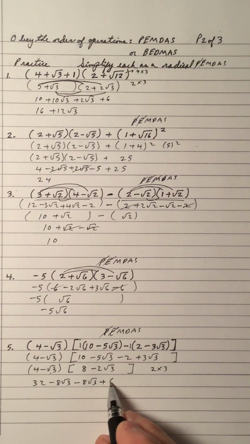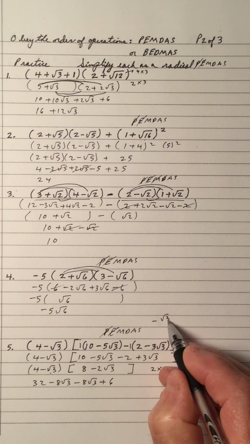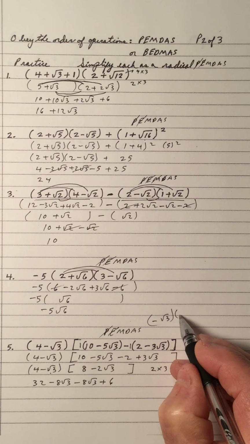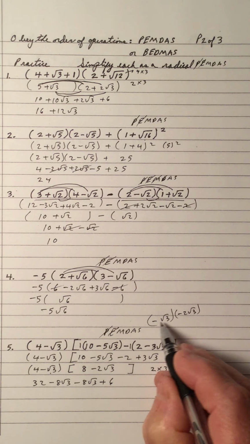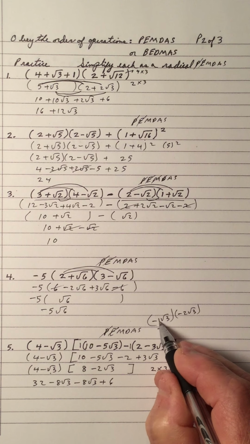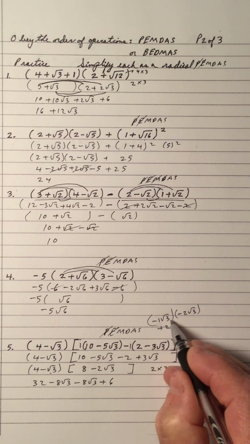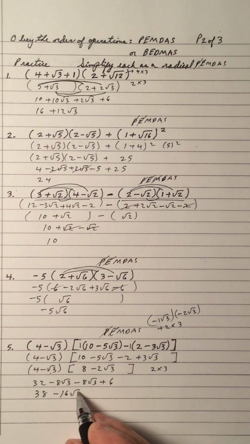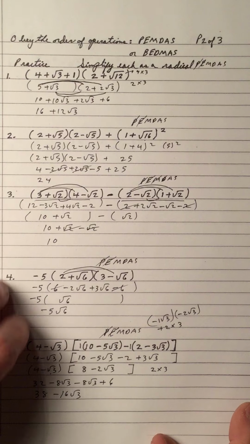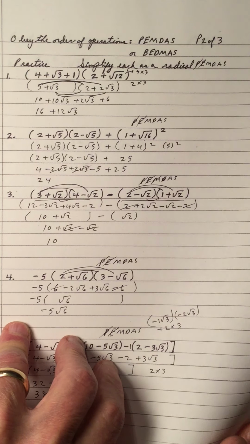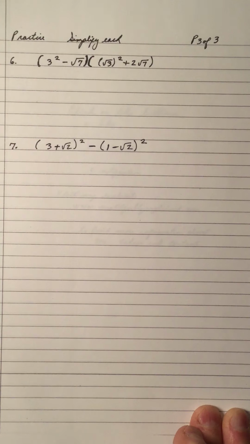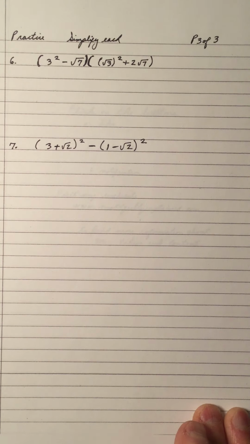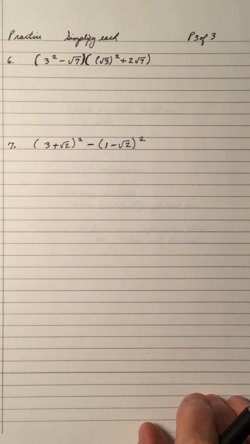Rather than put all that multiplication here, I just multiply those two: negative root 3 times negative 2 root 3. Negative times negative is positive, 1 times 2 is 2, root 3 times root 3 is 3, so that's where I got the 6. Add these up, I get 38 minus 16 root 3. Notice, obeying the order of operations. Just extra practice. The more you practice, the better you get. Practice makes perfect normally.